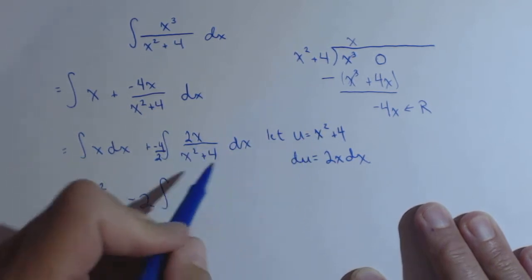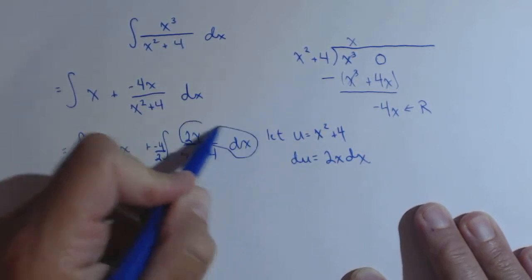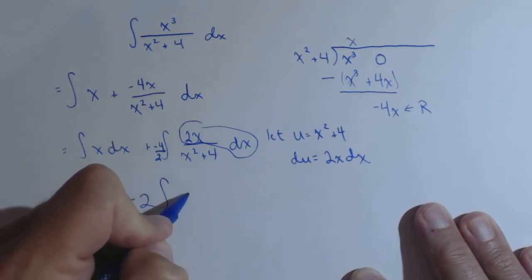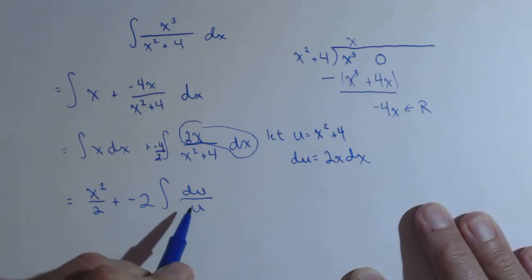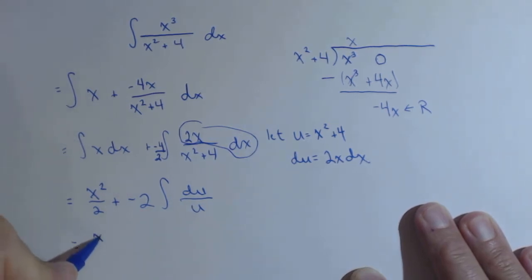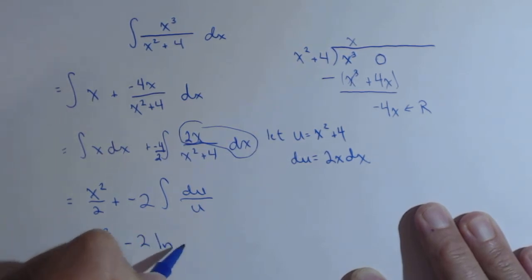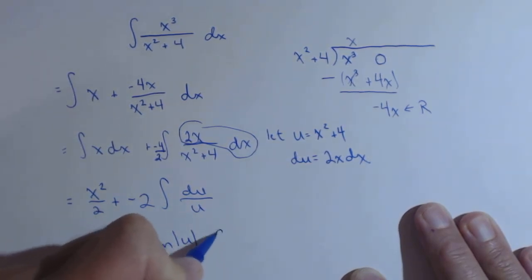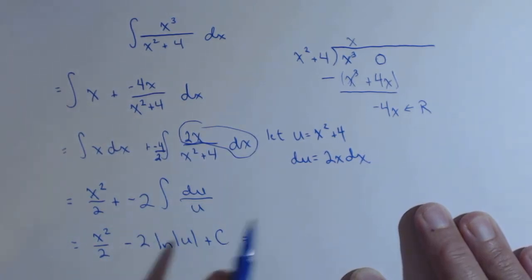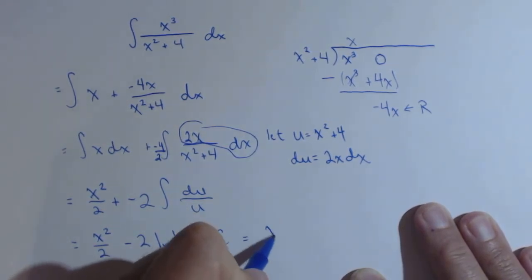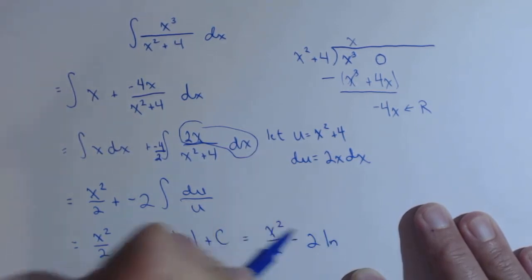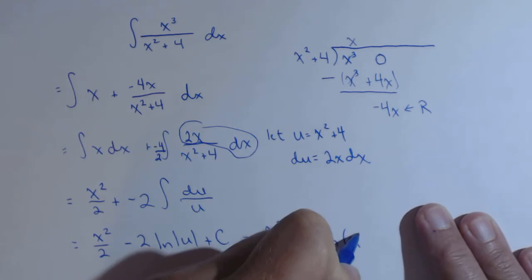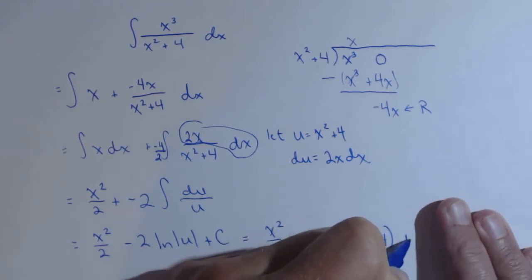And this integral is just going to become, right here is our du. So it's du over u. The antiderivative of that is ln. So we have x squared over 2 minus 2 natural log of the absolute value of u plus c. We do need to substitute that back, and then we'll be finished. So x squared over 2 minus 2 times the natural log of x squared plus 4 plus c.